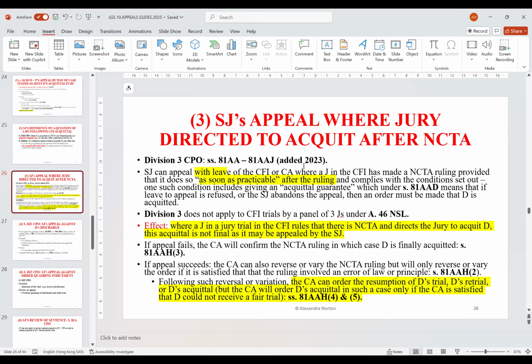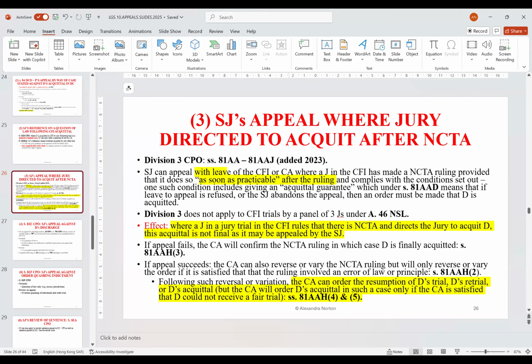This doesn't apply to appeals under the NSL, but it does mean that under these sections, the Court of Appeal can order the resumption of the trial or a retrial, or they can uphold the acquittal, but only if they're satisfied that the defendant could not receive a fair trial.